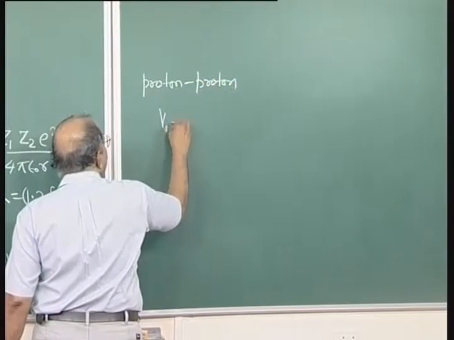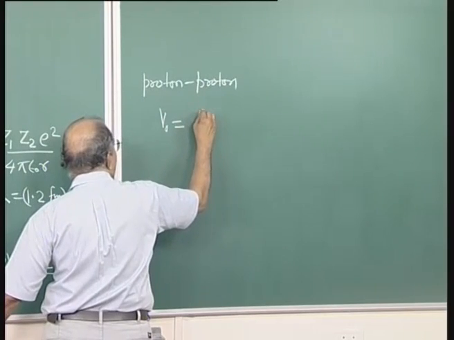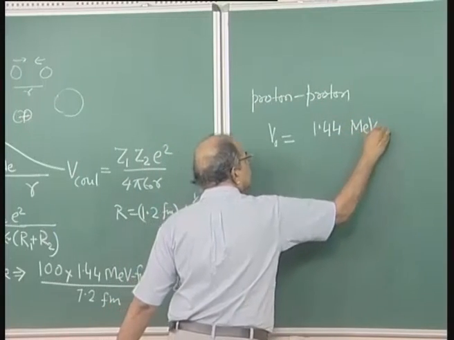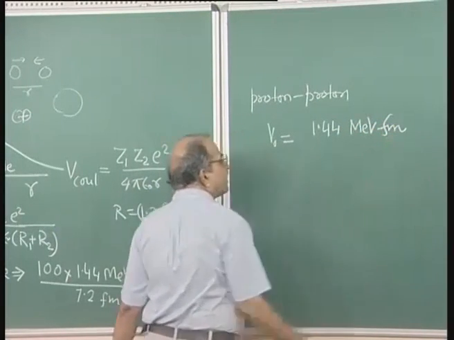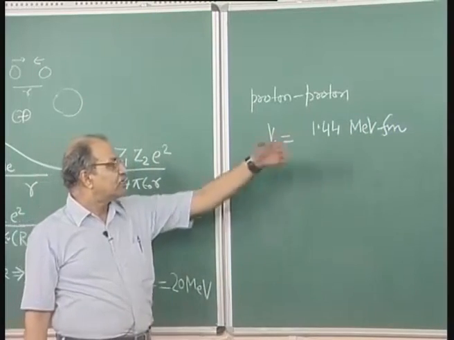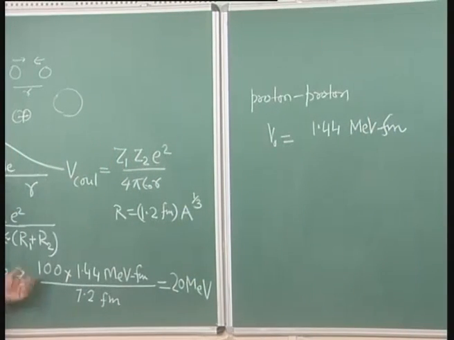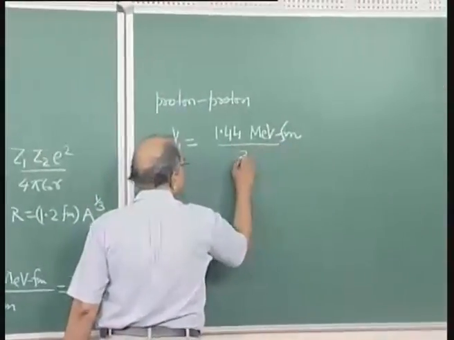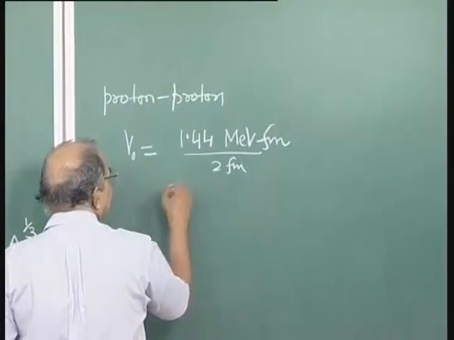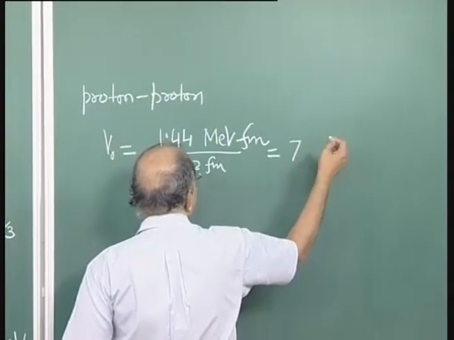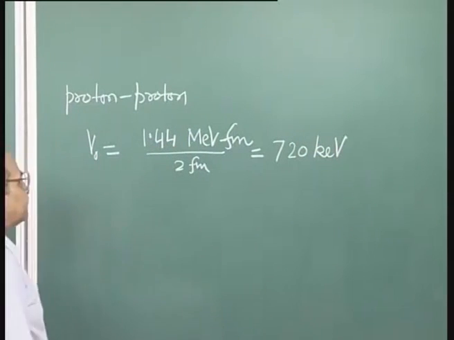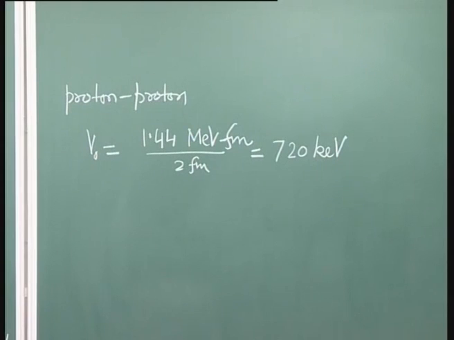this V0 will be equal to Z1 Z2, which is 1, times e squared by 4 pi epsilon naught, that is 1.44 MeV femtometer, and for this R take 2 femtometers. So that will be around 700 keV, 720 keV, kilo electron volts. So for nuclear fusion, this will be the minimum barrier.